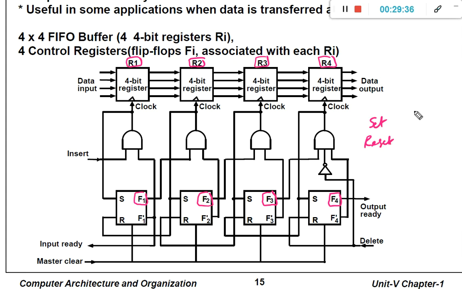Set means the value will be set to 1. Reset means set to 0. So set, reset, and F1 dash is the reverse value. So these are the control registers: F1, F2, F3, F4.